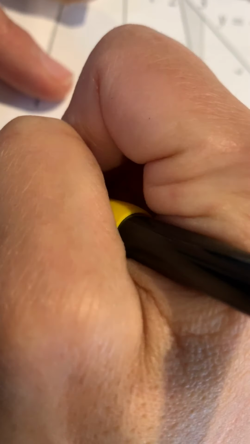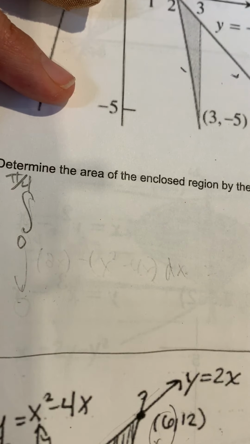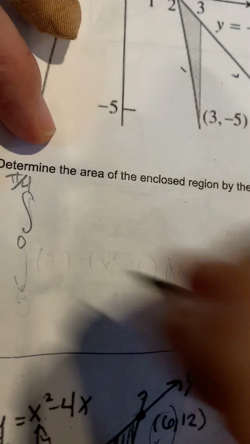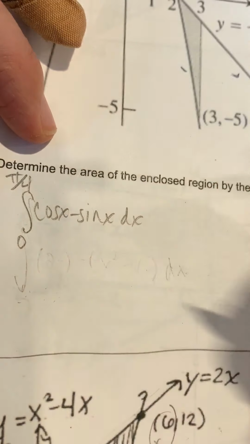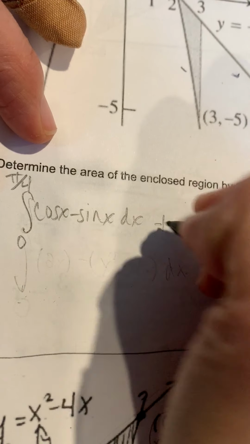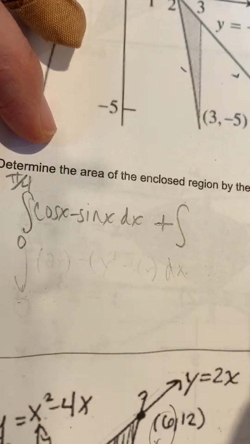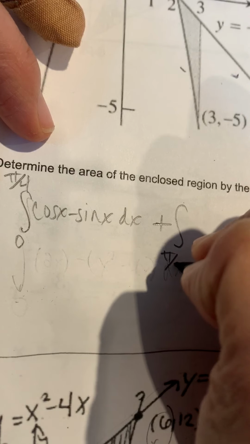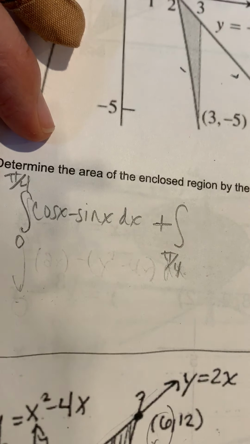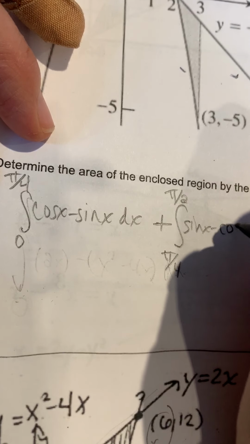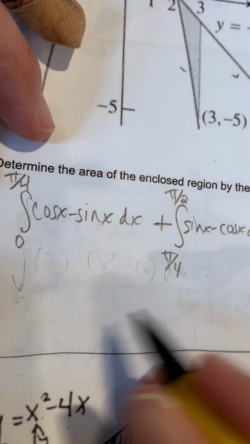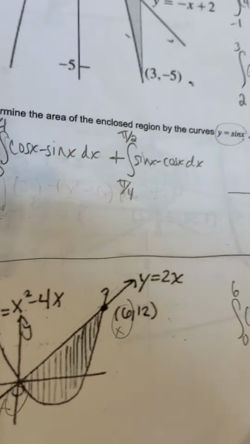Pi over 4. And this is from 0 to pi over 4. The top function is my cosine x minus sine x dx plus, oh, well, I'll write it next to it this time. And then I go from pi over 4 to pi over 2, and that's sine x minus cosine x dx. Now you can just type that beautiful thing right in, and you got yourself an answer.